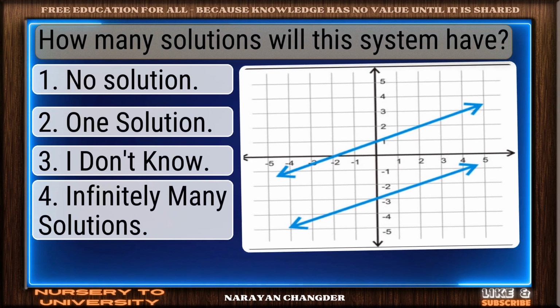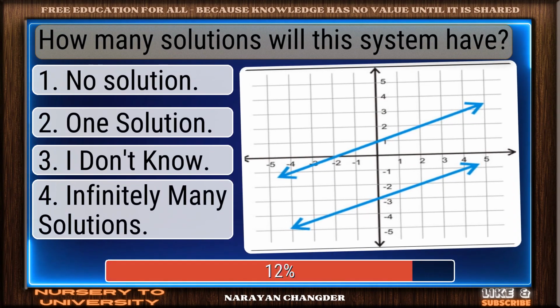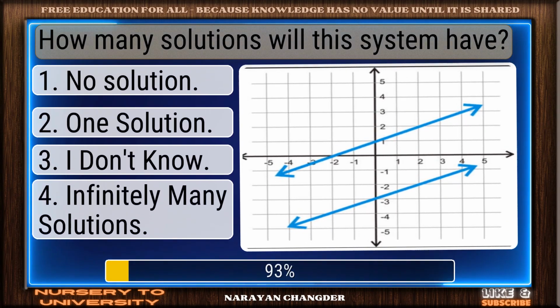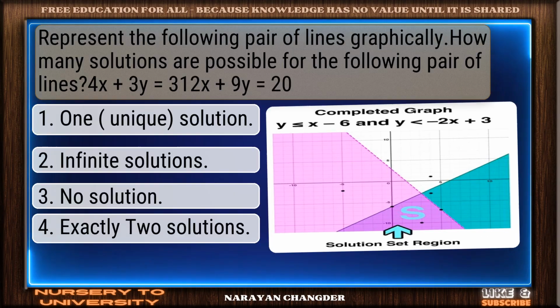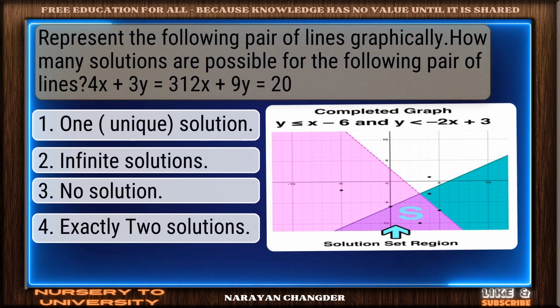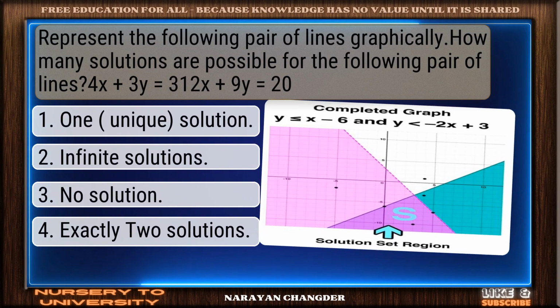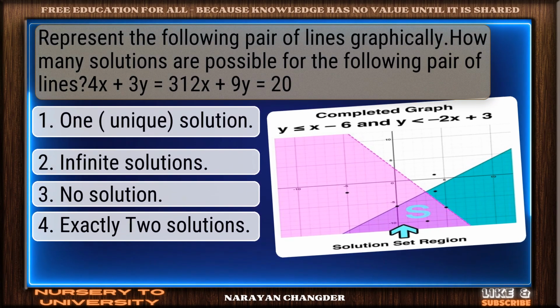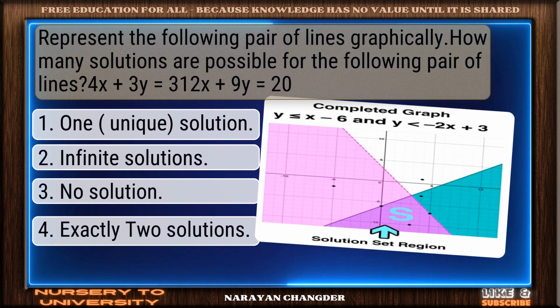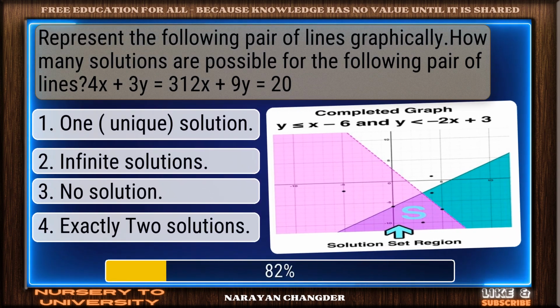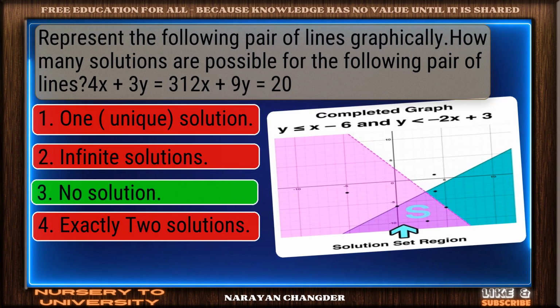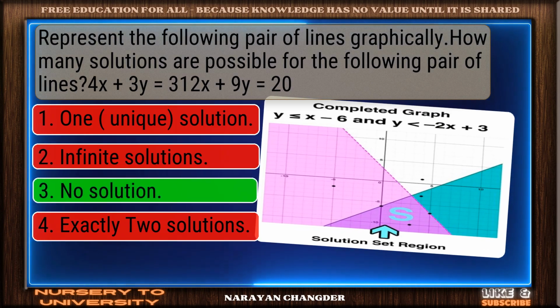How many solutions will this system have? Good job. No solution works well. Represent the following pair of lines graphically. How many solutions are possible for the following pair of lines? 4x + 3y = 3 or 2x + 9y = 20. Smart move. No solution is the accurate answer.